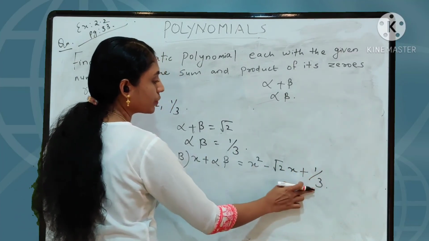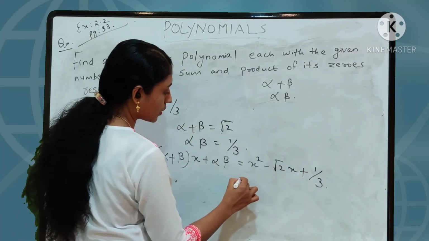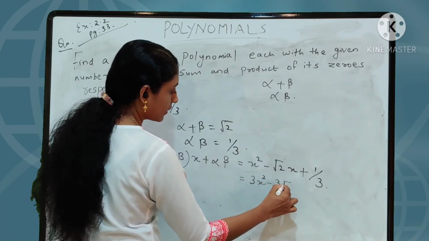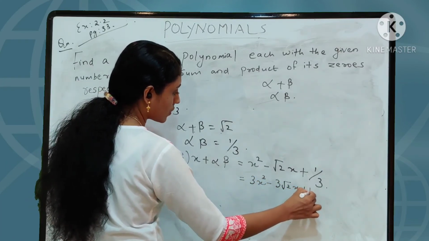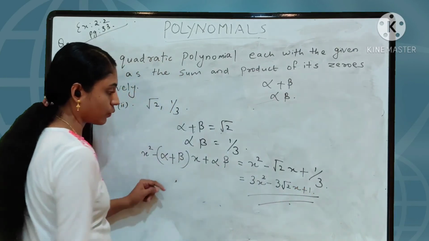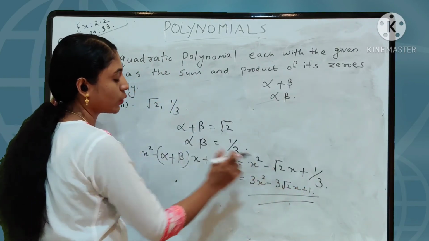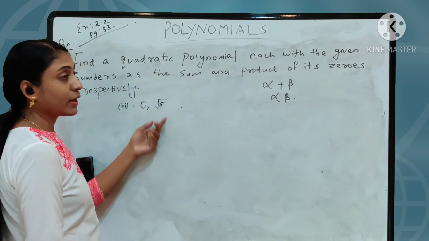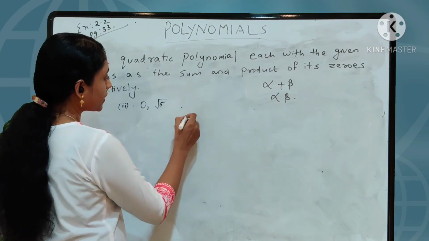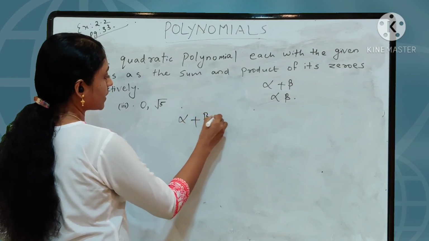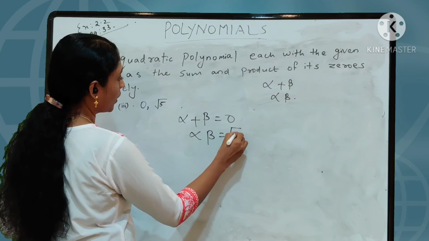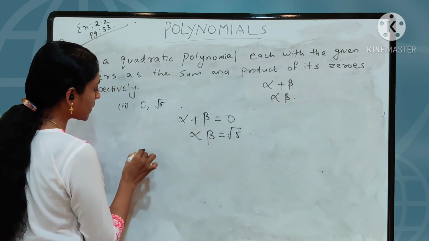Now we have to remove the denominator term, so by taking the LCM, we will get 3x square minus 3 root 2x plus 1. So the required quadratic polynomial is 3x square minus 3 root 2x plus 1. Understood? Next one, 0 and root 5. That means the sum of the zeros alpha plus beta is 0 and alpha beta is equal to root 5. So we can form the quadratic polynomial.